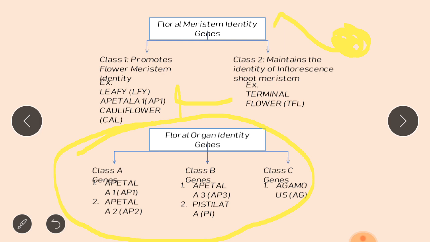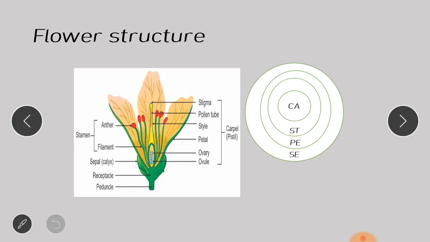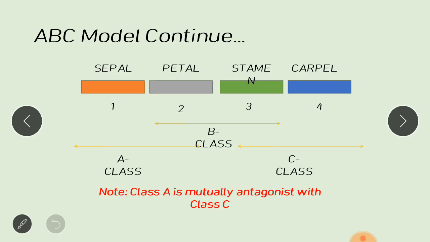So class A contains APETALA 1 and APETALA 2. Class B contains APETALA 3 and PISTILLATA, and class C contains AGAMOUS. Now this is the floral complex structure. The outer is the sepal, then petal, then stamen, and the innermost is the carpel. Here you can see the whole flower.